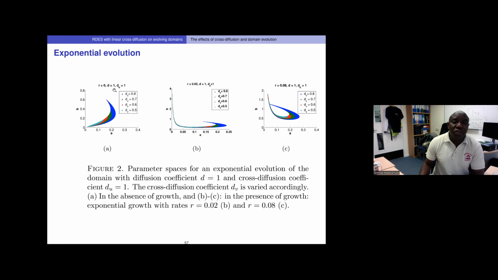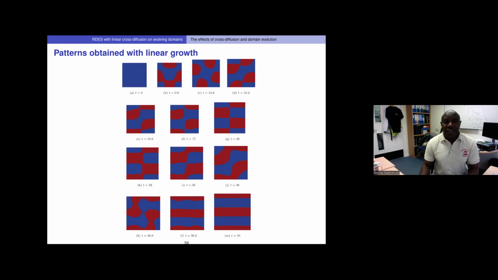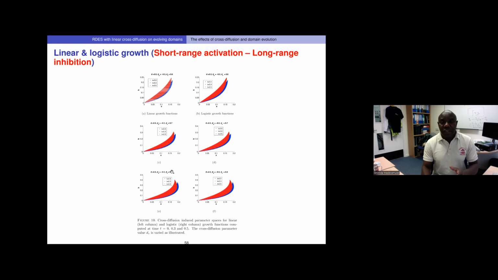So these are cross diffusion driven instability parameter spaces. Again, very interesting. Similarly, for here, I'm showing what I call short range activation, long range inhibition type of parameter spaces. D is very small, it's 0.05, and the other cross diffusion coefficients are given here. Just to demonstrate that for linear and logistic, I can get patterns, and again for linear and logistic, I just pick parameter values from these spaces.